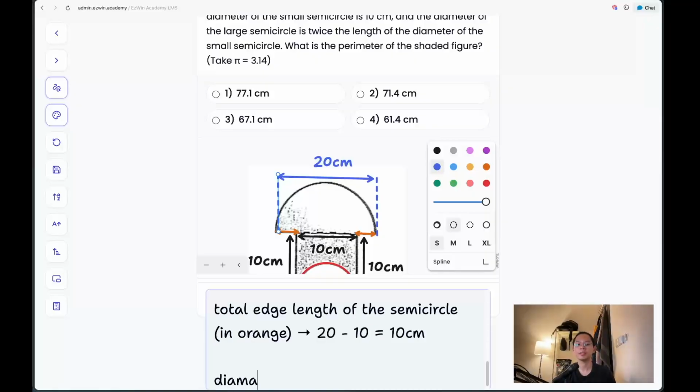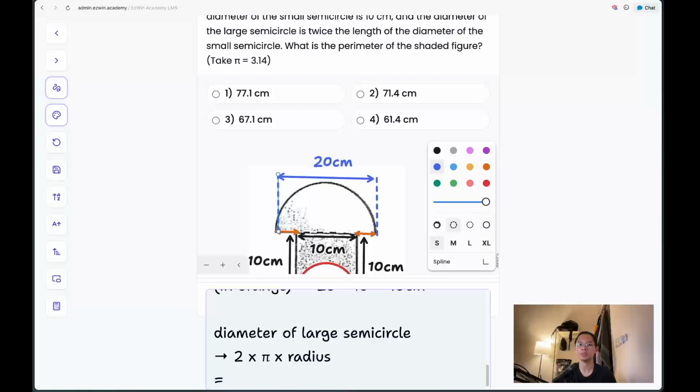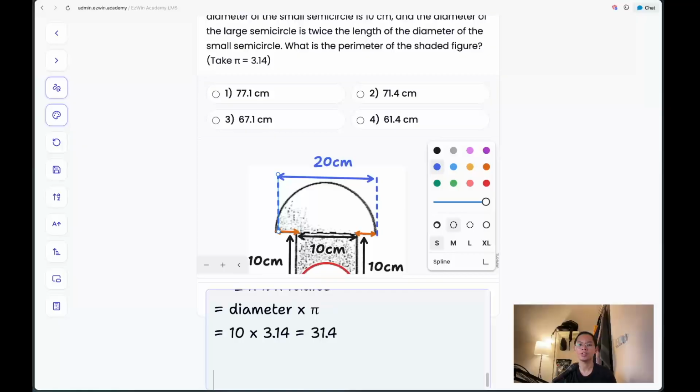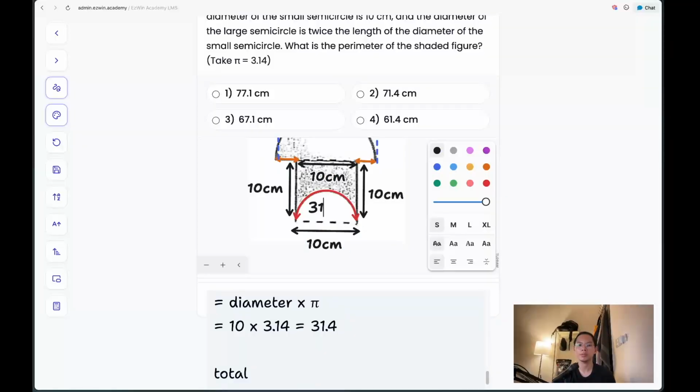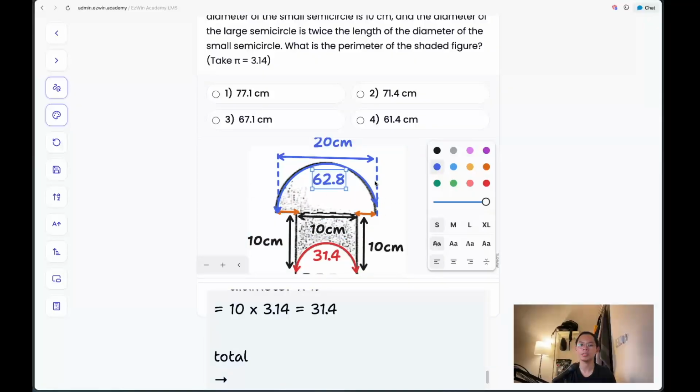So the circumference of the large semicircle is equal to 2 times pi times radius, or in this case, it is also equal to pi times diameter. The diameter of the large semicircle is 20. So 20 times 3.14, and this will give us 62.8. Then for the small semicircle, the diameter is 10. So this will be 31.4. So total, right, in this case, 30.14. I'm going to write this down. 1.4. This is in red. So I've added the semicircle for this length.